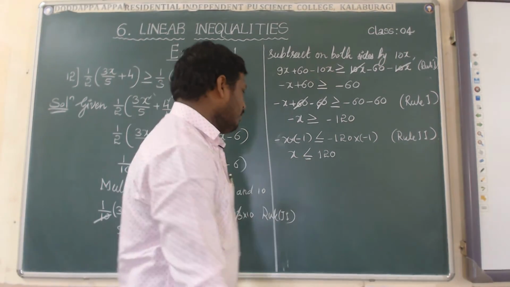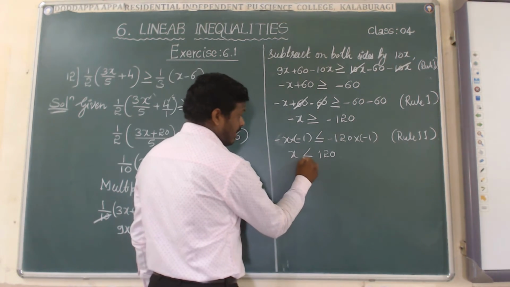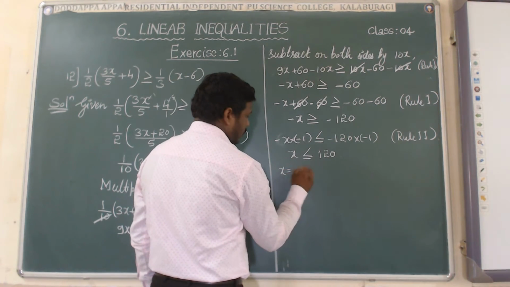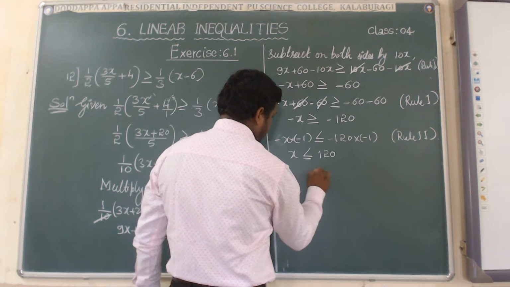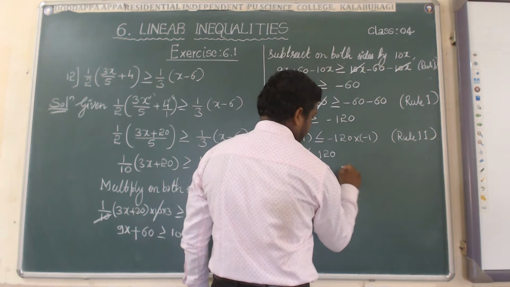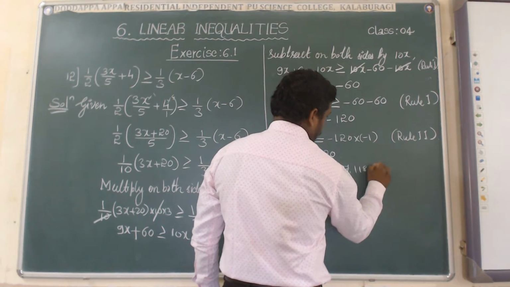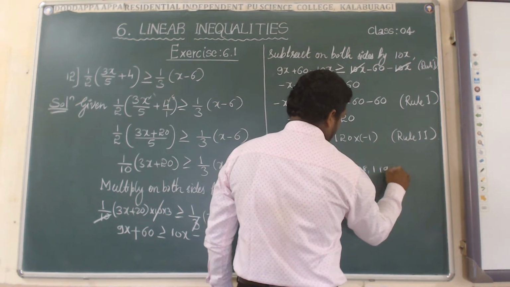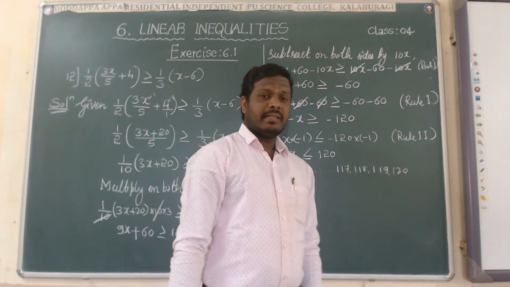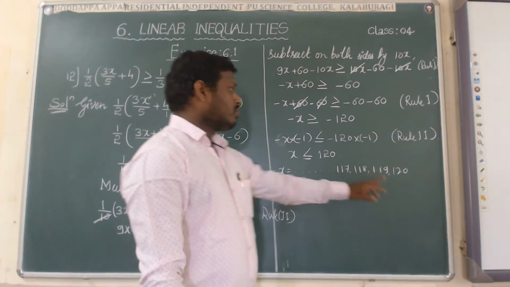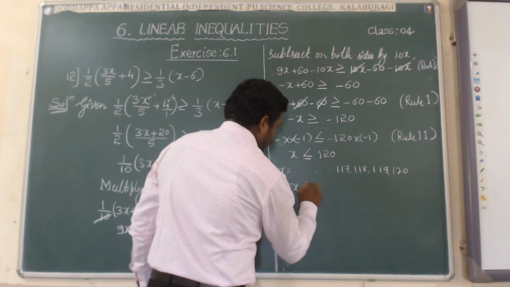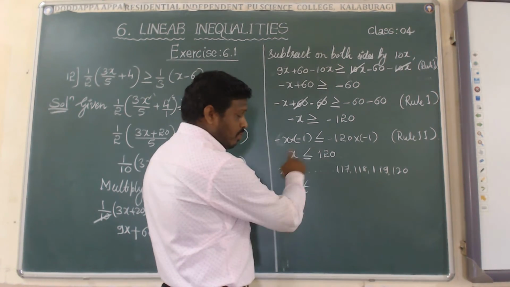How can we write the solutions of x? Yes, less than or equal to is there. How can we write here? That is, the value of x is from negative values up to 170, 180, 190 and 120, up to 120. We can write the values of x here. These solutions, how can we write by using the intervals? Yes, x belongs to, x is less than or equal to 120, positive 120.